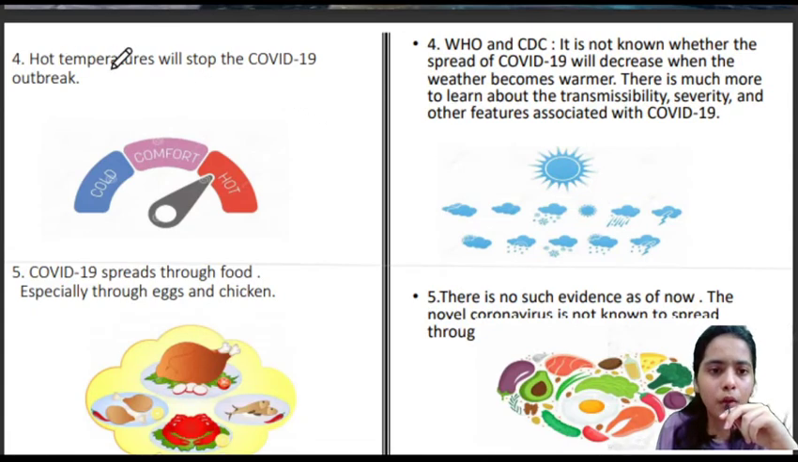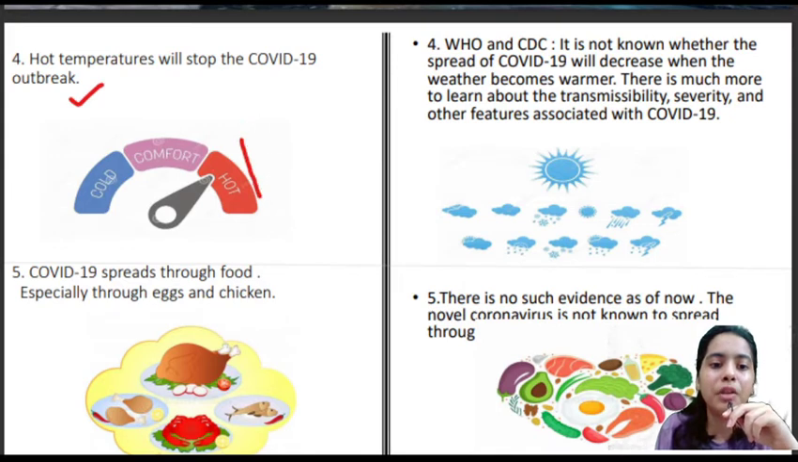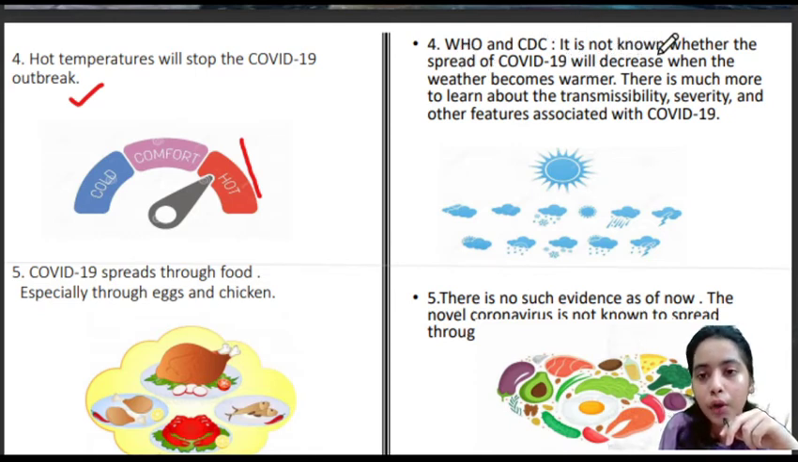Fourth comes, hot temperatures will stop the COVID-19 outbreak. Like if the temperature is very hot, then the virus will be dead. But in reality there is no such report. According to WHO and CDC, the Centers for Disease Control, it is not known whether the spread of COVID-19 will decrease when the weather becomes warmer. There is much more to learn about the severity and other features associated with COVID-19.